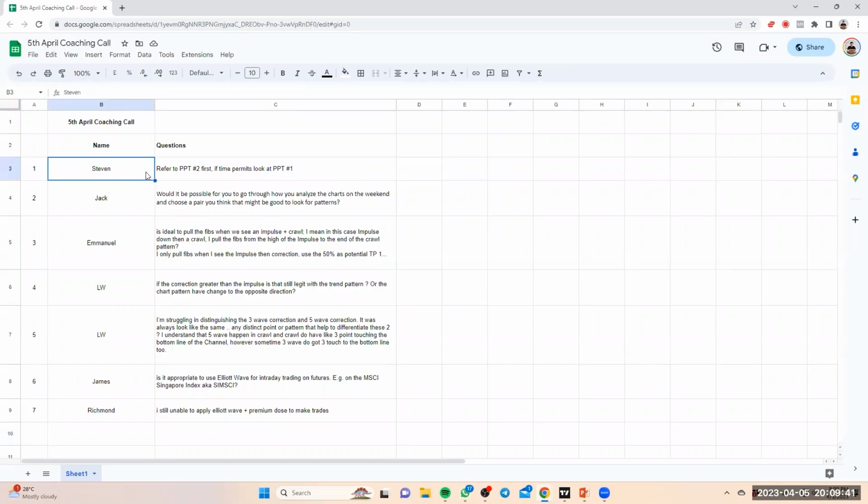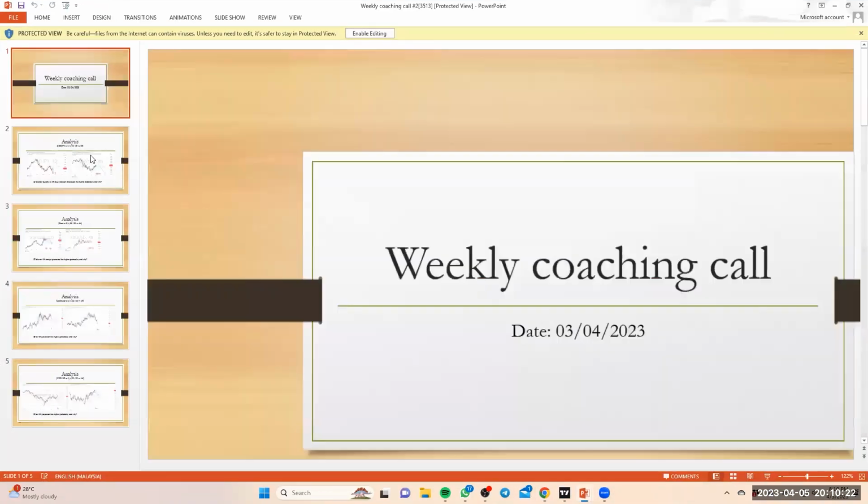First question actually we'll be looking into is from Steven. So he sent in 2 PowerPoints. PowerPoint 1, of course, he sent in very, very early, so the market may have moved and things like that. He mentioned that we will look at PowerPoint 2 first, and if we have extra time, then we'll look at PowerPoint 1. Okay, so let's go over to the PowerPoint that Steven has sent in.